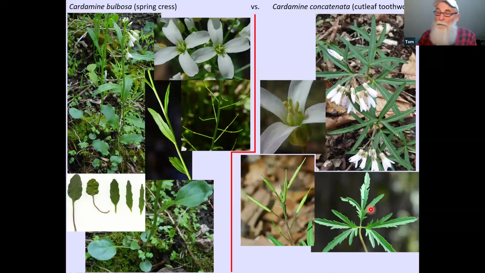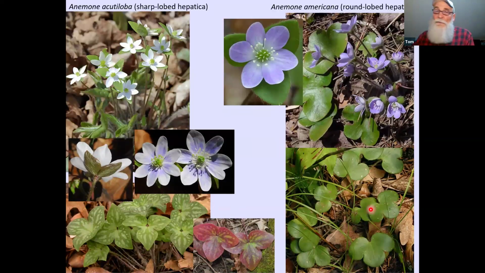The next one is the hepaticas. And again, depending upon who you use for your taxonomy, Flora of North America now has separated Hepatica nobilis into 2 species and put them in with the anemones. So we've got Anemone acuta, the sharp-lobed Hepatica, and then Anemone americana, the round-lobed.